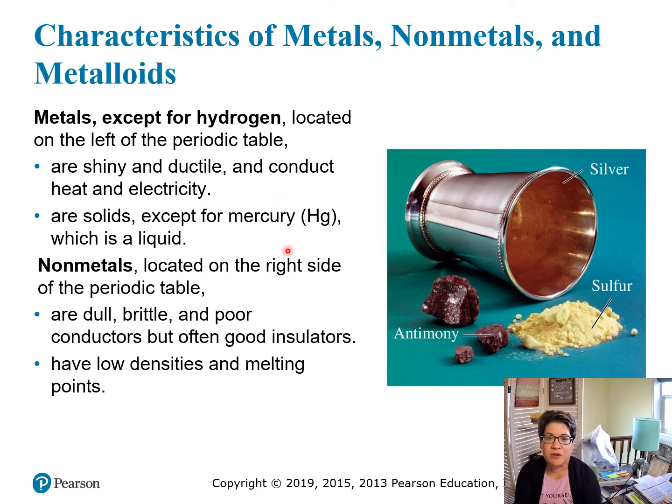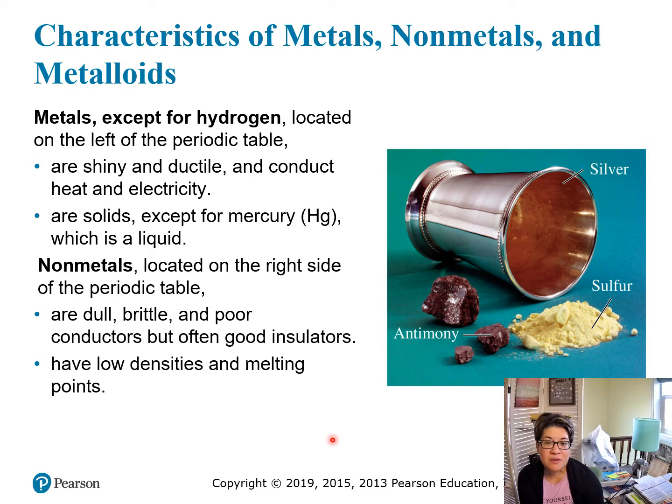So let's look at some characteristics of metals and nonmetals and metalloids. Metals, except for hydrogen, are on the left side, and most of the periodic table is metals. Some of their characteristics are that they are shiny, ductile, and they conduct heat and electricity. And most of them are solids except for mercury, which is a liquid. So you can see silver there is an example of a metal.